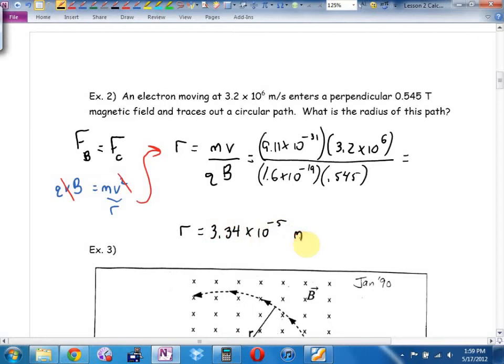Which is way too small a radius. I made up bad numbers. I should have had this coming in faster and had the magnetic field smaller, and that would have given me a bigger radius.